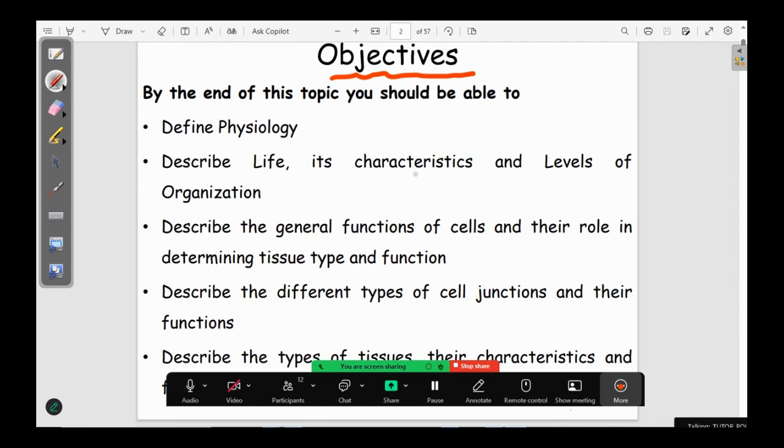In this lesson, we are going to define physiology, and then we are going to describe what life is using its characteristics. We'll also define a cell and list out some of the general functions of the cell. So that's what we are going to do in this lesson.